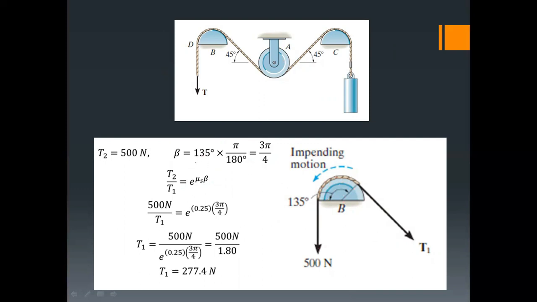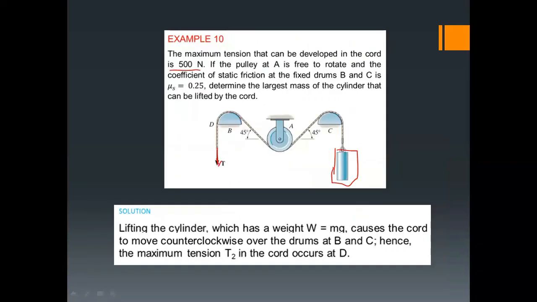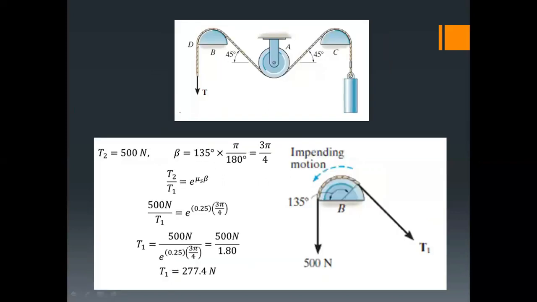So, we'll get the 3 pi over 4. So, convert mo lang ulit yun to radians para magamit natin siya sa natural logarithm. And then, 500 newtons over T1 equals e raised to 0.25 times 3 pi over 4, where the 0.25 is given naman din sa problem natin, yung friction. Okay? And then, times mo lang siya and we'll get our tension T1 na magagamit natin.